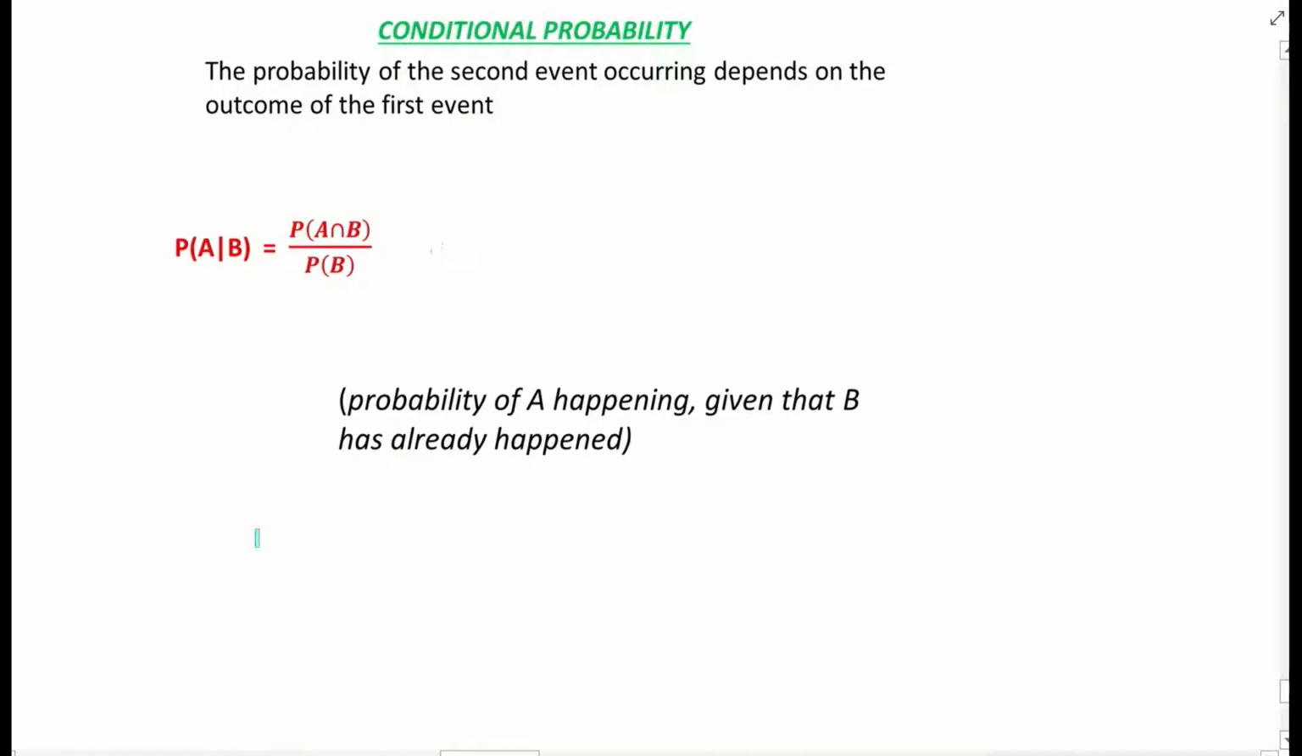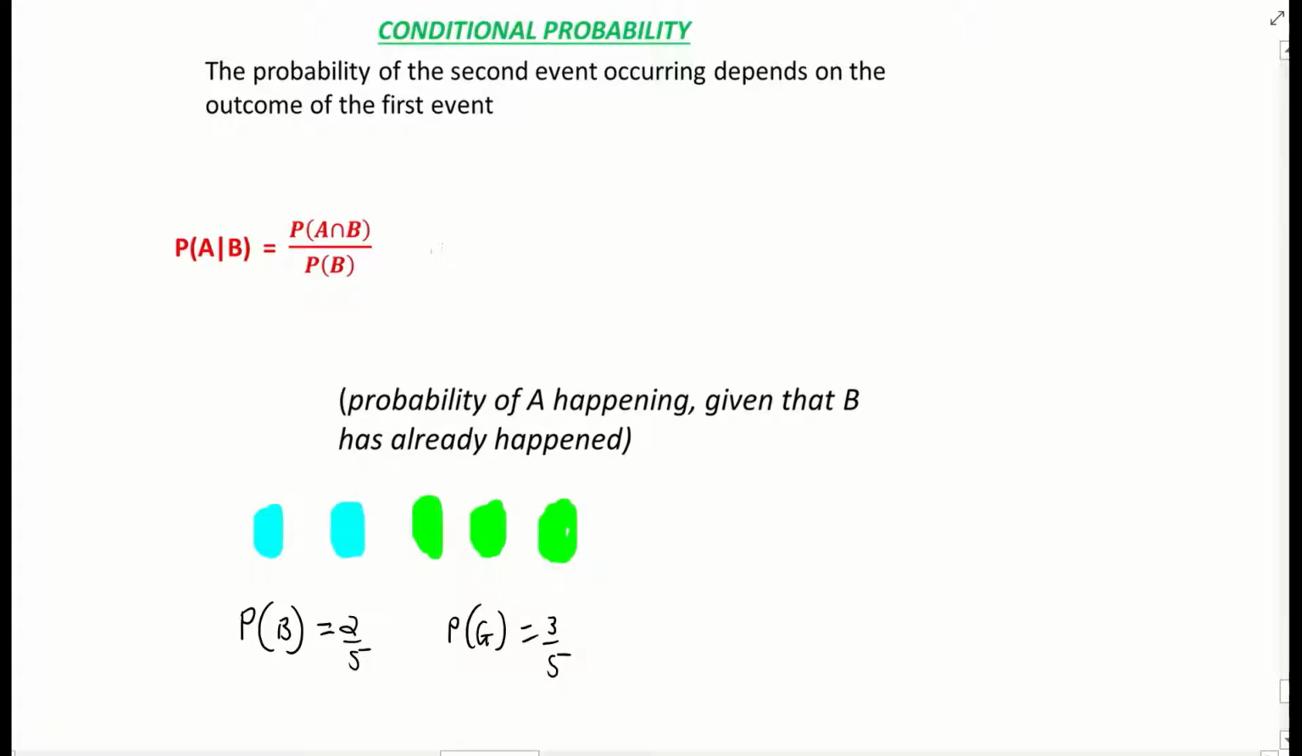So imagine I have, say, 5 beads. I've 2 blues and 3 greens. So I'm just going to draw out my 5 beads here. Now the probability of me picking a blue bead is the probability of blue, which is equal to 2 out of 5. So that's basic enough. The probability of picking a green bead is 3 out of 5. So they're the two probabilities of each happening.